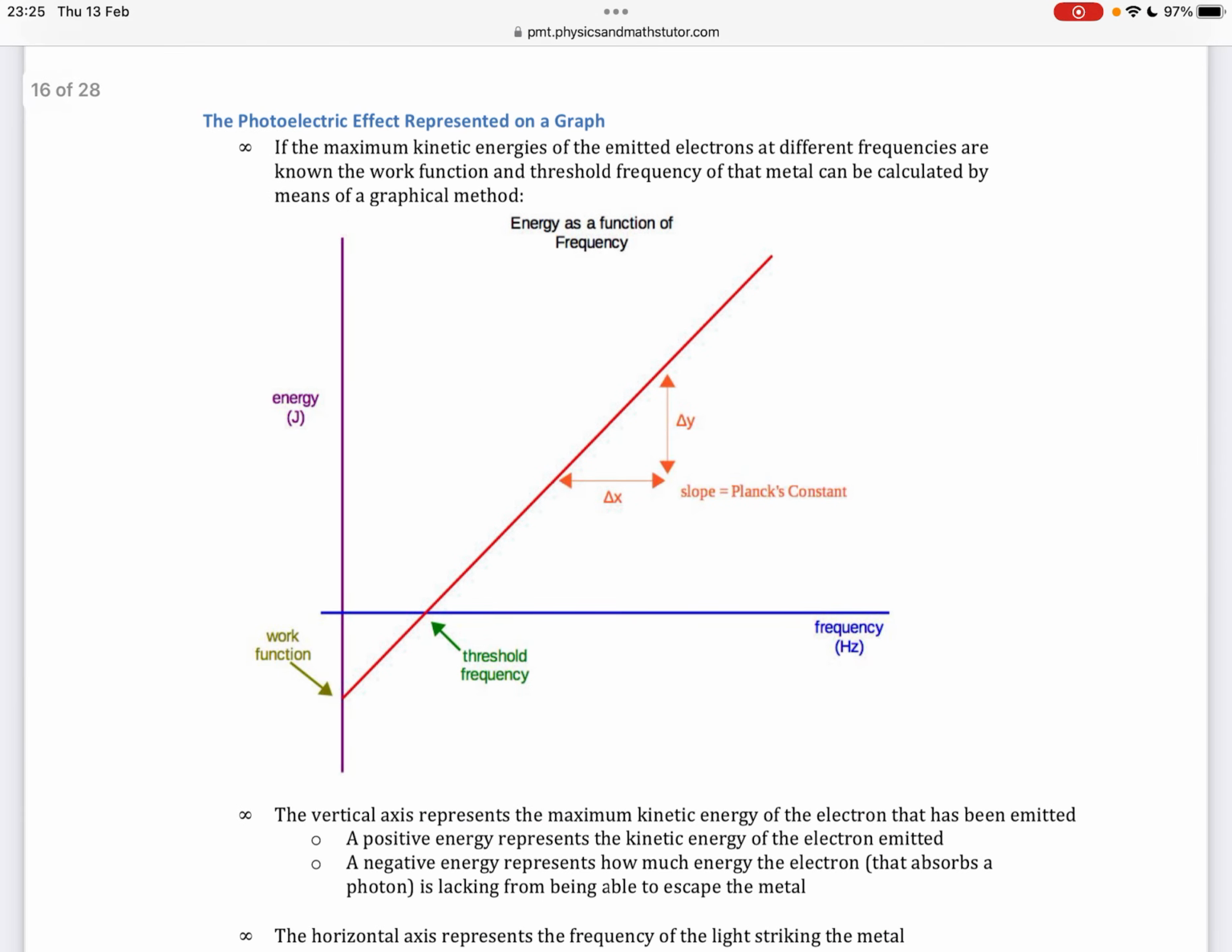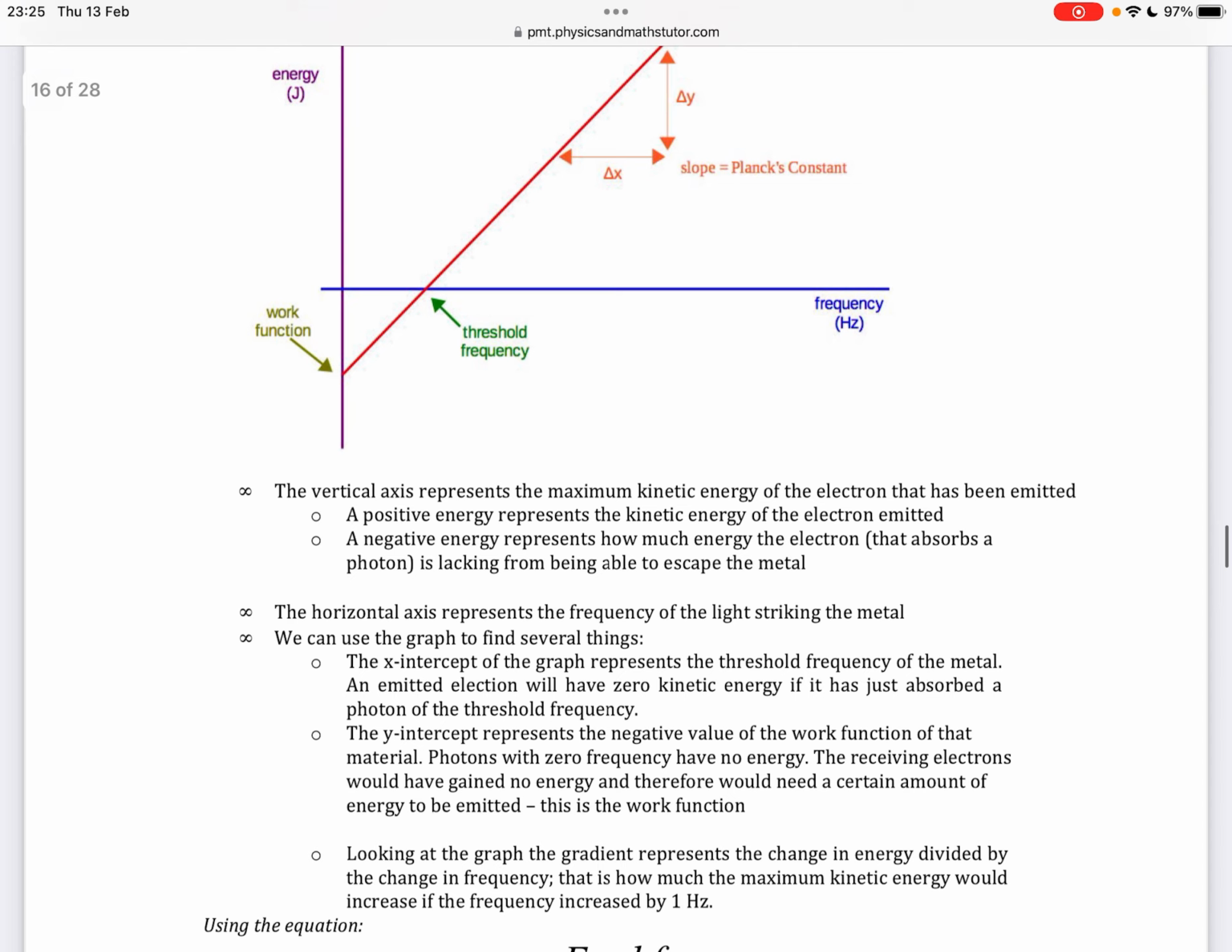The photoelectric effect represented on a graph. If the maximum kinetic energies of the emitted electrons at different frequencies are known, the work function and threshold frequency of that metal can be calculated by means of a graphical method, as we see over here. On the y-axis, we have the energy, and on the x-axis, frequency. The work function starts from down, then the threshold frequency. Then we have the gradient, which is the slope, which is Planck's constant.